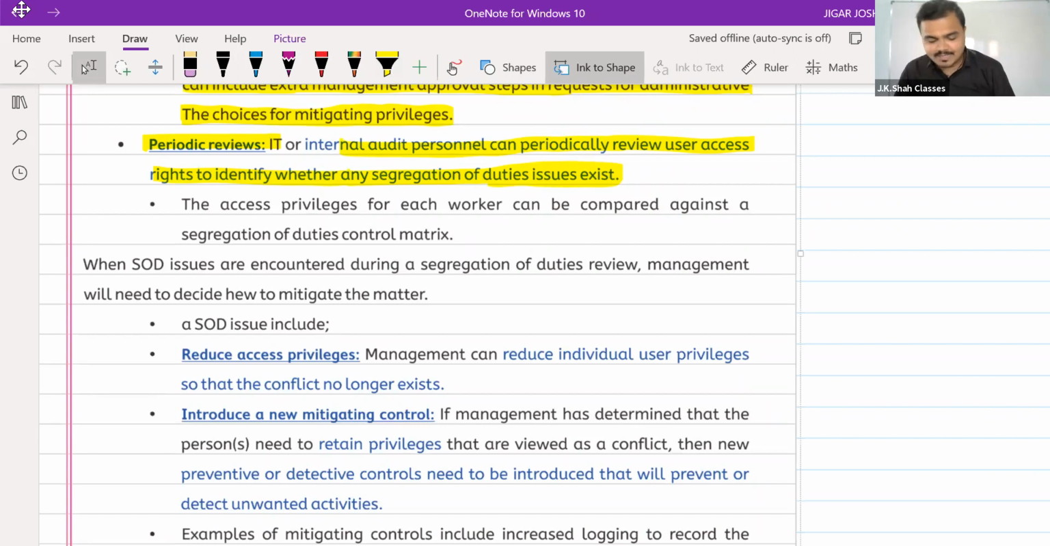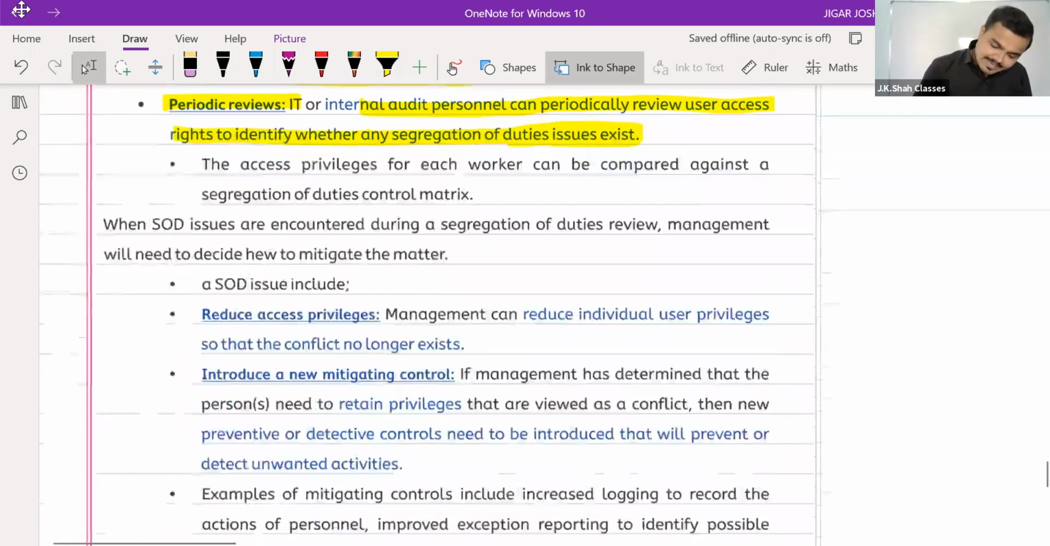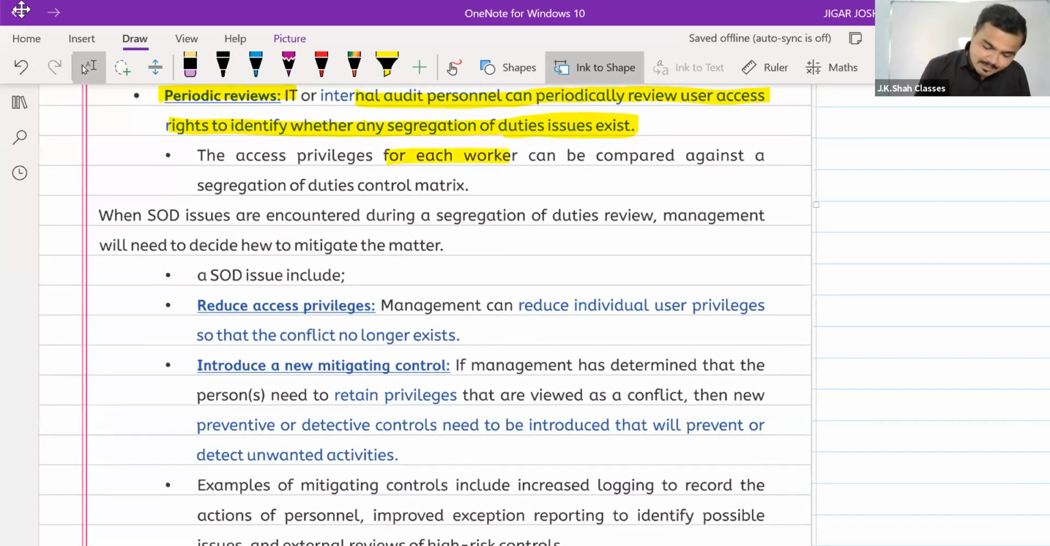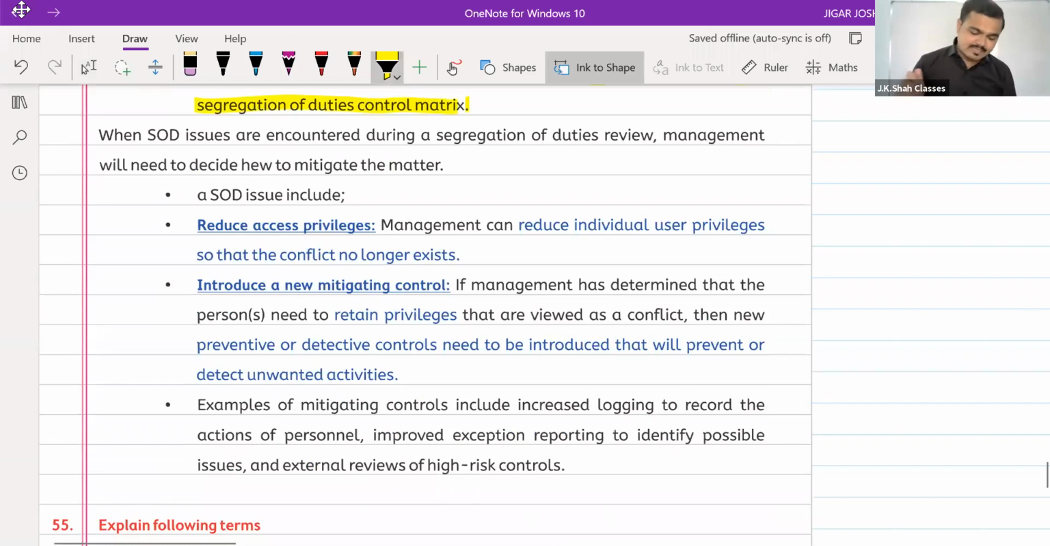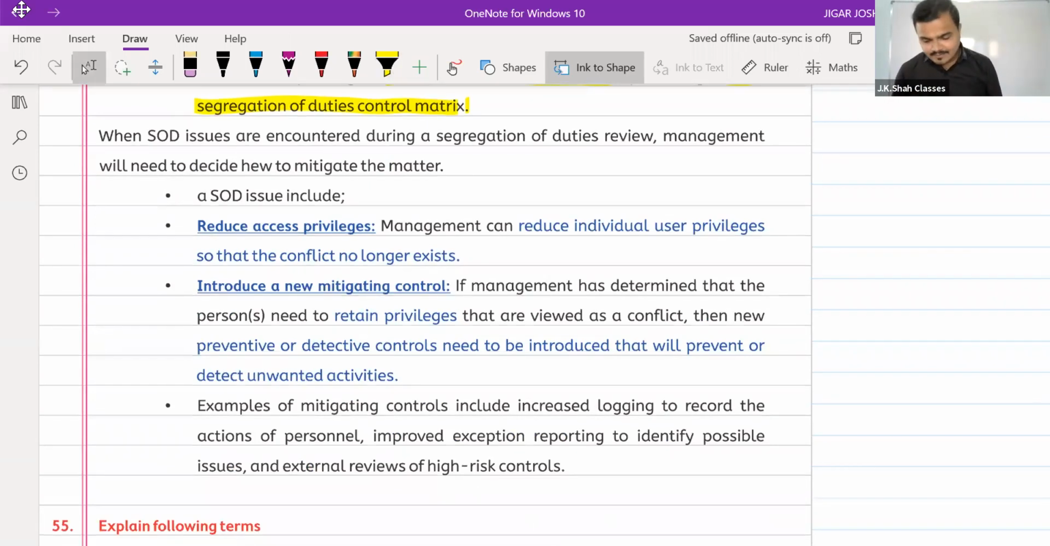Because if the person is getting, sir, excess access, then there could be a possibility that he will misuse that power. See this. The access privilege for each worker can be compared against the segregation of duties control matrix. Matrix means chart. Okay. We'll follow that chart and we'll see whether everyone is getting access within the limit controls or not. Agree, my dear chartered? Say yes or no. 100%. Are you sure? Yes. Then please refer to the next one.